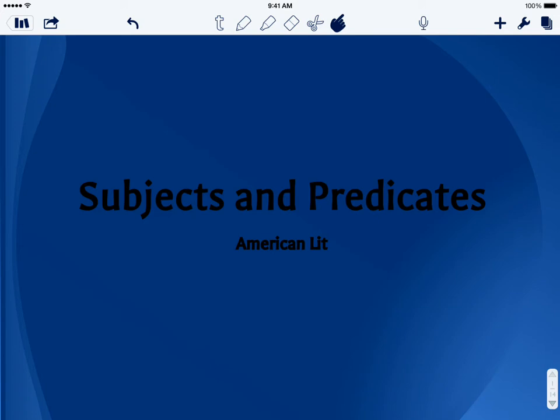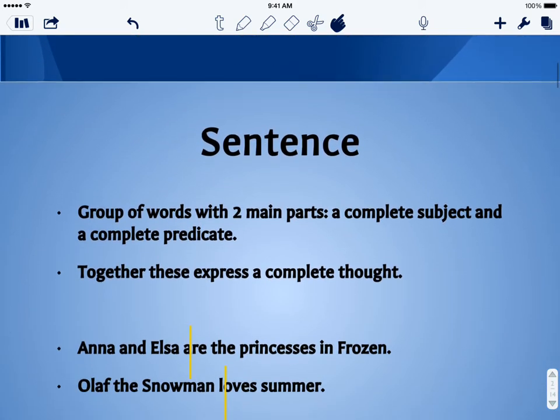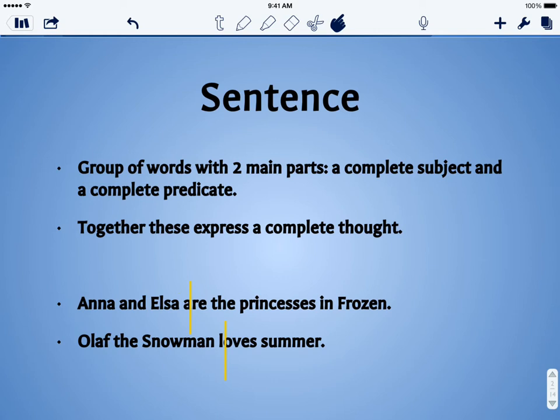Okay, so ladies and gentlemen, let's go ahead and begin with subjects and predicates. So, a sentence needs a subject and a predicate. A subject is what the sentence is about, the predicate is the verb, and together these express a complete thought.